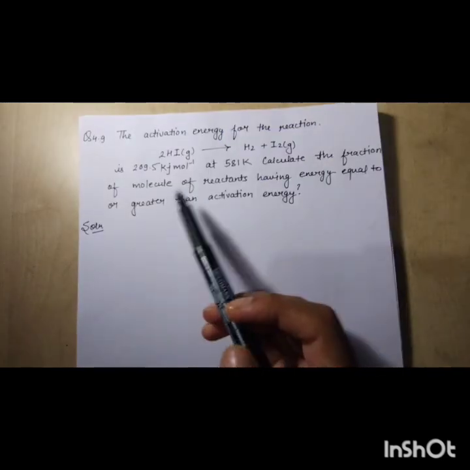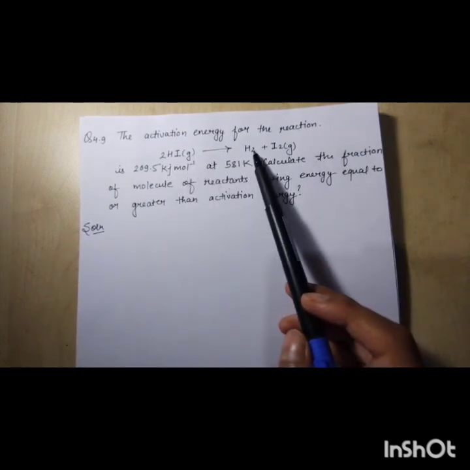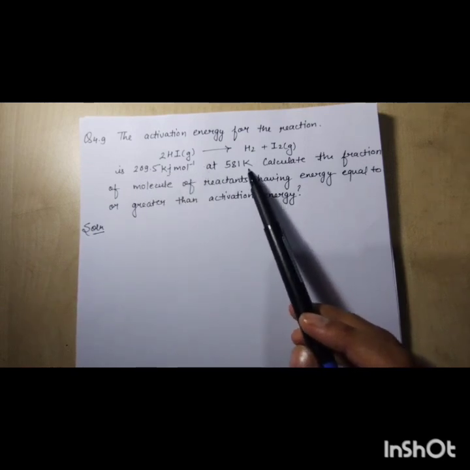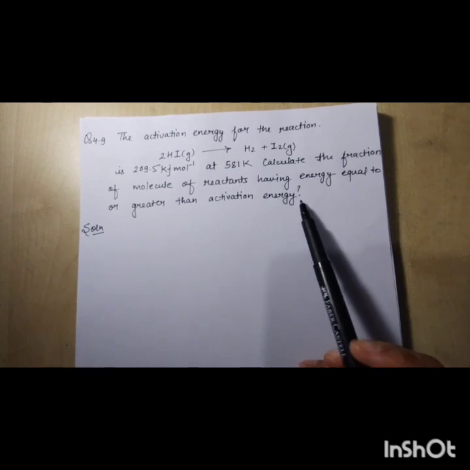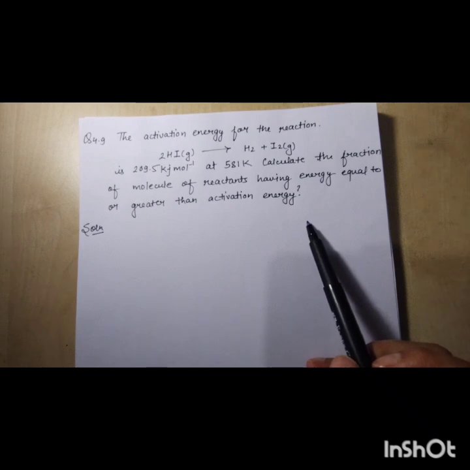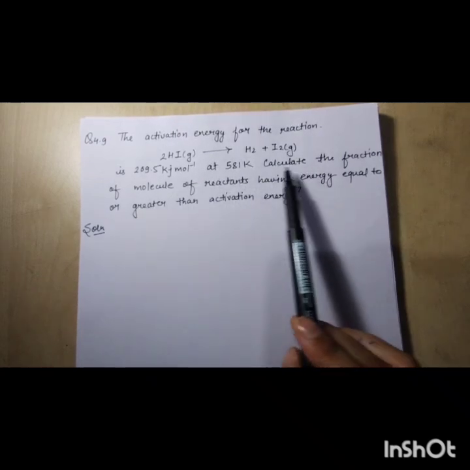Now the next question is: the activation energy for the reaction 2HI converting to hydrogen and iodine is 209.5 kilojoule per mole at 581 Kelvin. Calculate the fraction of molecules of reactant having energy equal to or greater than activation energy. Again it is solved with the help of the Arrhenius equation. Here activation energy is given and temperature is given.